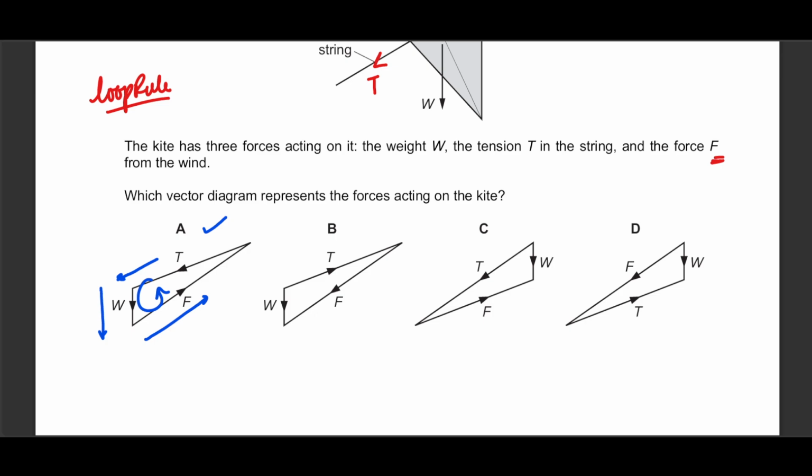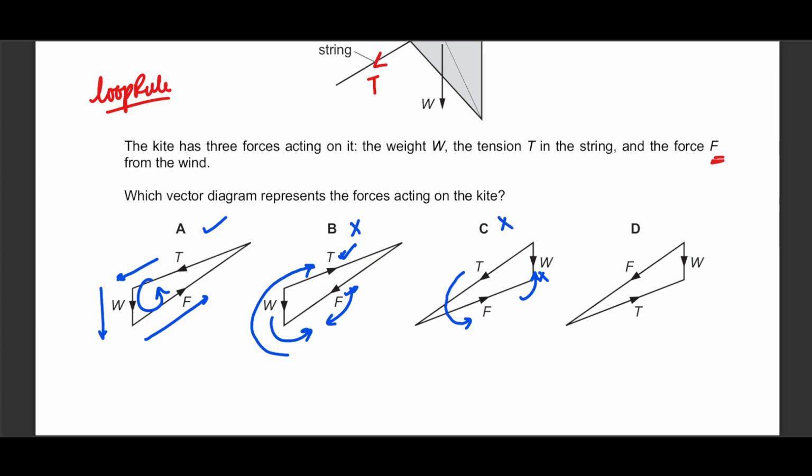Pick any side, start from either T, F or W, it doesn't matter. So let's start from W. W says go here, F says go here. And then again, if I follow F along T, that is not my answer. C, if T goes here, F also follows it, but W doesn't follow the direction of T and F. Again, loop rule fails.